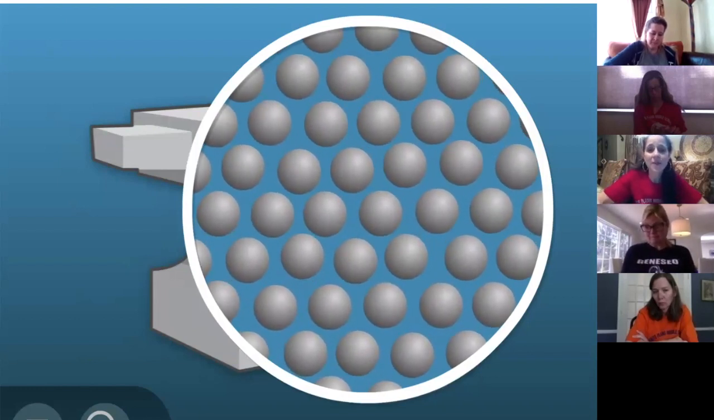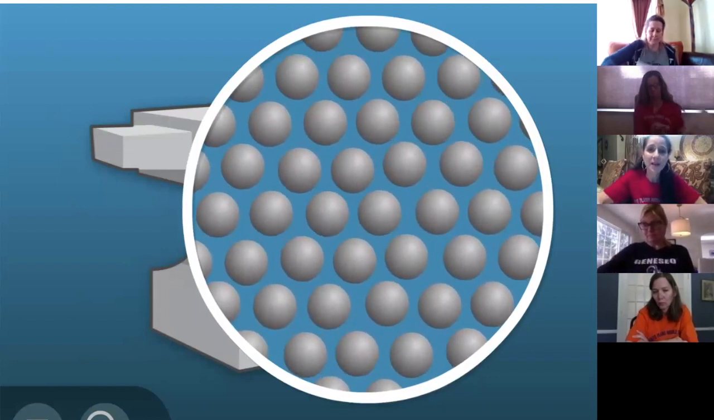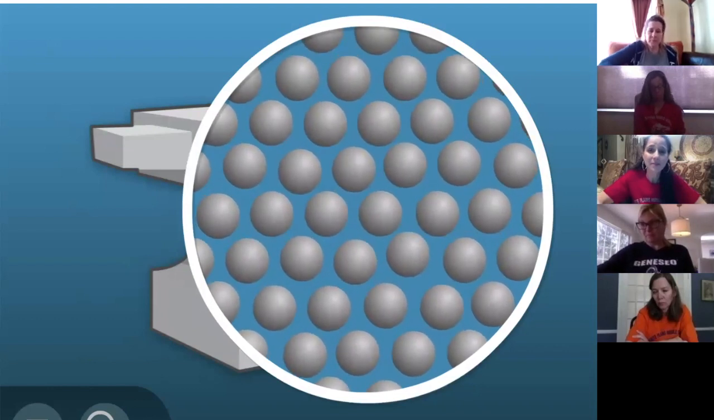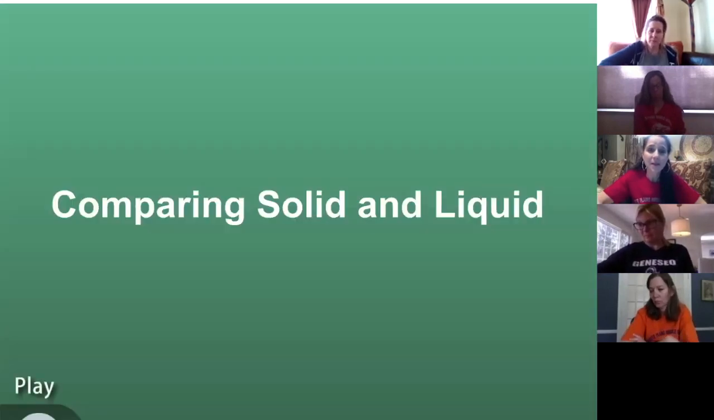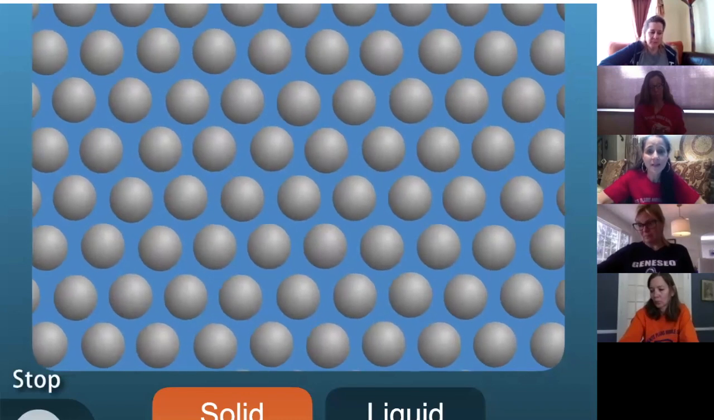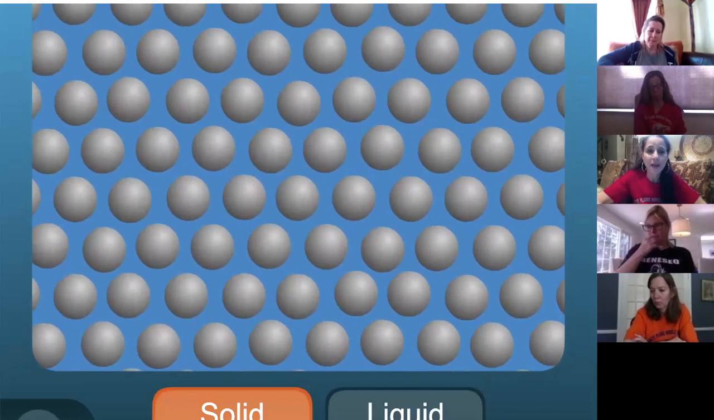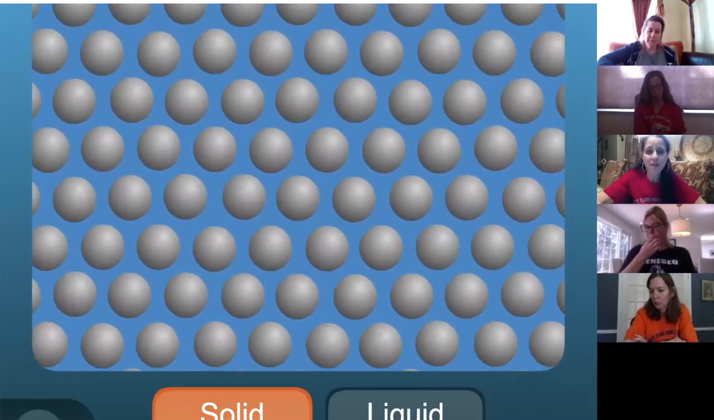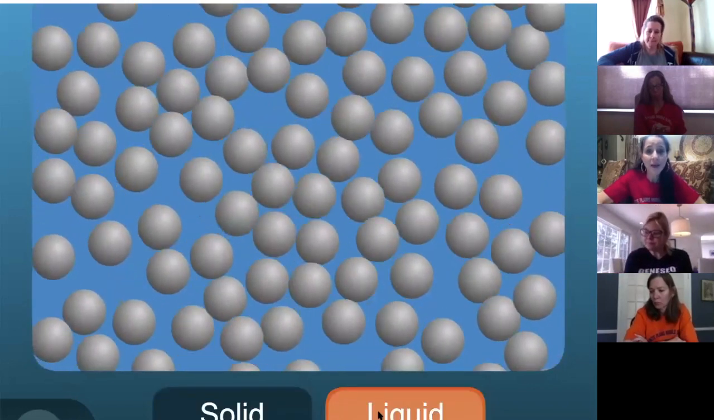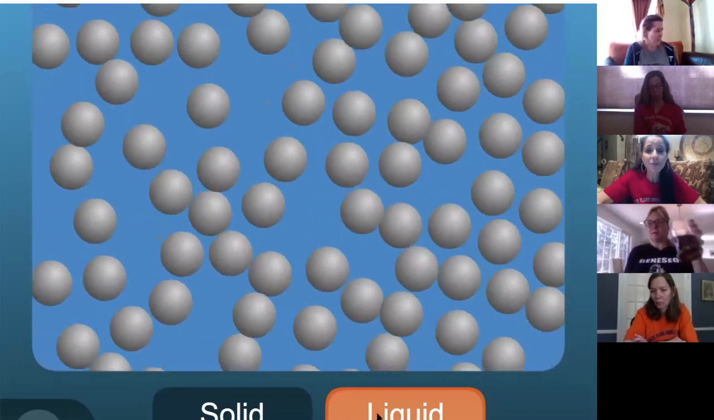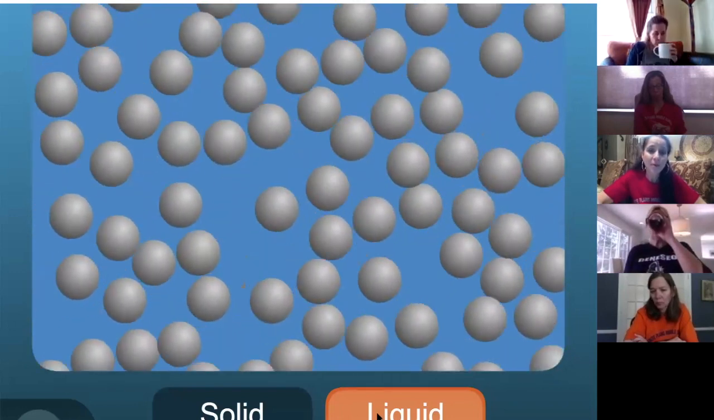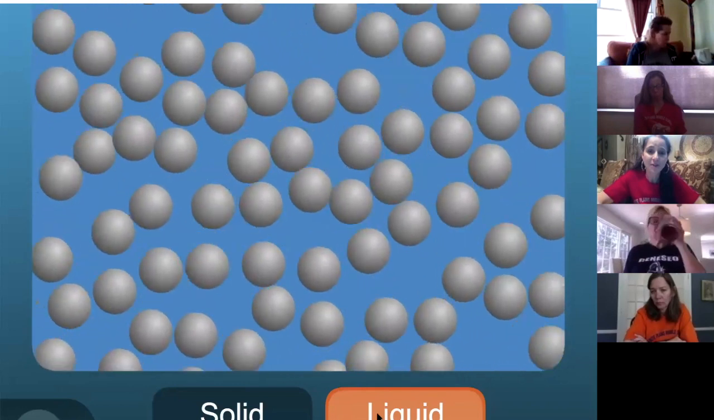Let's look at another animation that will compare solids and liquids. Notice how in a solid, the atoms are so attracted to each other that they vibrate and don't move past each other. Notice how in a liquid, the atoms are attracted to each other, but they move past each other.